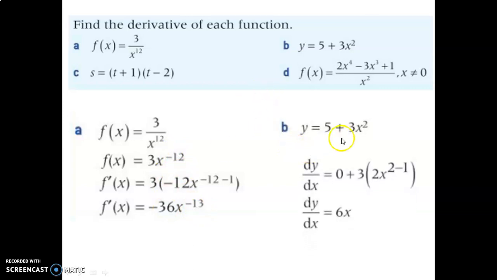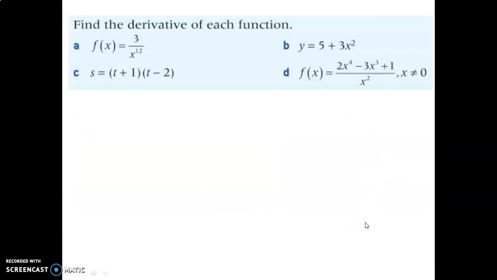Okay, B is very straightforward, and it's showing you a different form for derivative. Don't forget, that f prime of x is one way to write it, but dy/dx is also another way. So we have 5 turning into 0 because it's a constant, and then here you drop the 2 down and you get 6x. Alright, how about C?